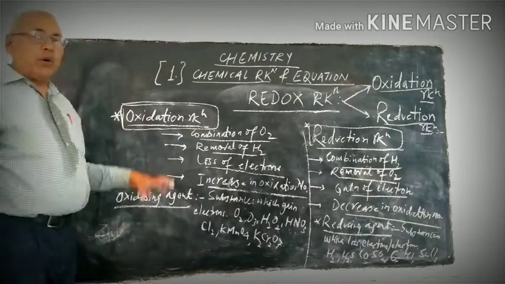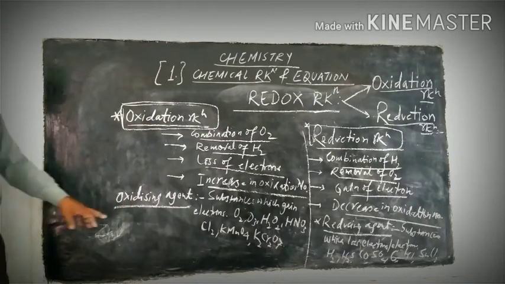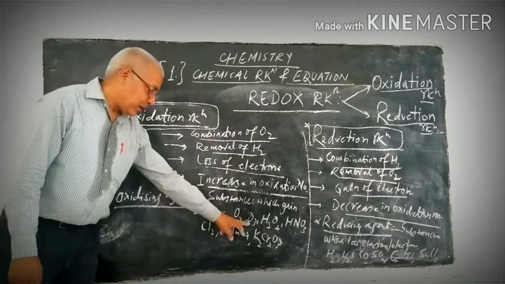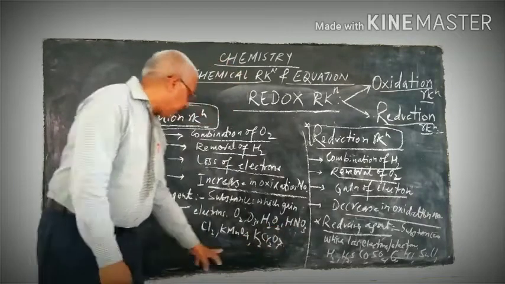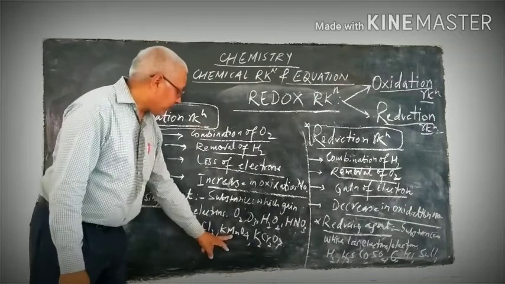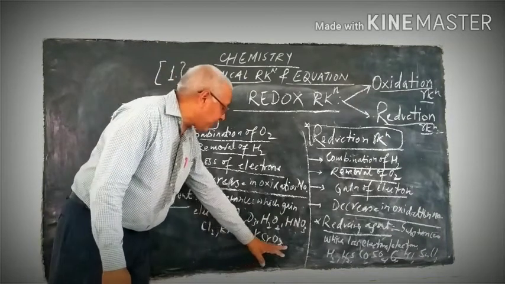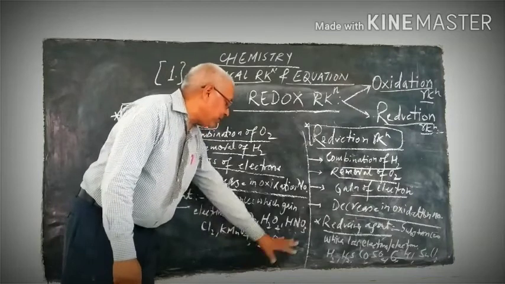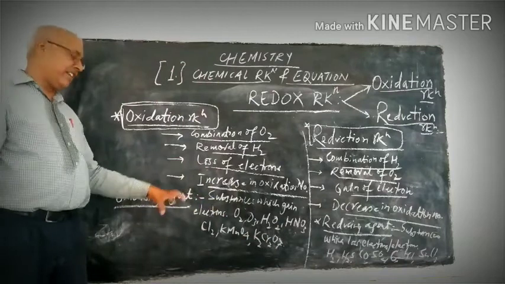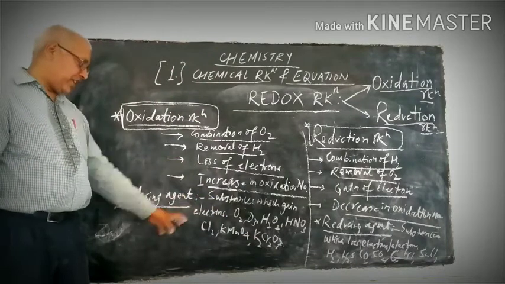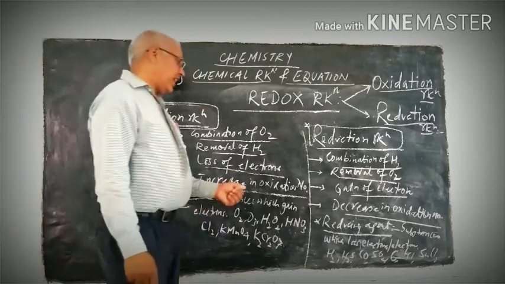Some common examples of oxidizing agents are oxygen, ozone, hydrogen peroxide, nitric acid, chlorine, KMnO4 (potassium permanganate), and K2Cr2O7 (potassium dichromate). These are the common oxidizing agents that take part in chemical reactions.